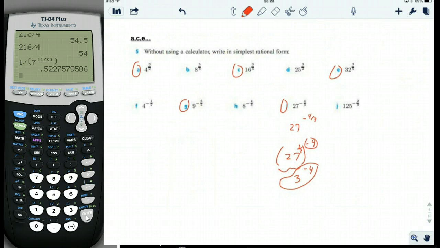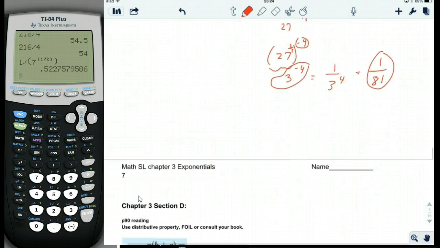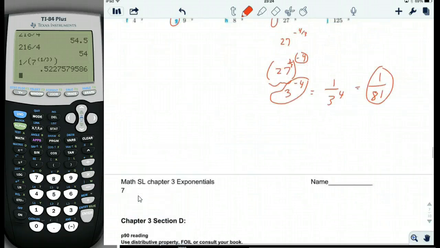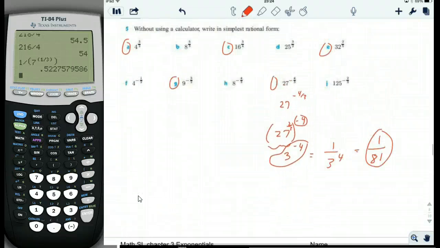Right in simplest rational form. I'm not sure if that's simplest rational form. Maybe 1 over 3 to the 4th would be simplest rational form. Or maybe multiplying it out, 3 to the 4th would be 81, so 1 over 81. Maybe this is simplest rational form. Okay? And I think that's it, because the next one is already section D, and we're not doing section D yet.